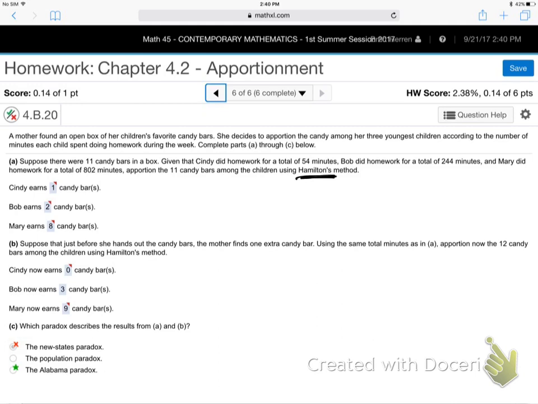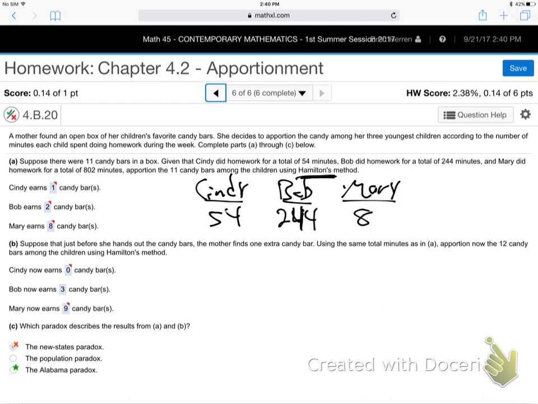I've got not much time, so I don't know if I want to do the whole Hamilton's method. Do you get the idea here that they're basically saying, who's first? Cindy. So basically we have Cindy, she did 54. It's like population, except it's minutes of homework. 54 for Cindy. Bob did 244. He's trying to show off. Mary really worked hard. Mary did 802. Maybe Cindy's just lazy. Okay, 11 candy bars. So there they are. They're the minutes. The more homework you do, the more candy bars you get, basically, is her plan.